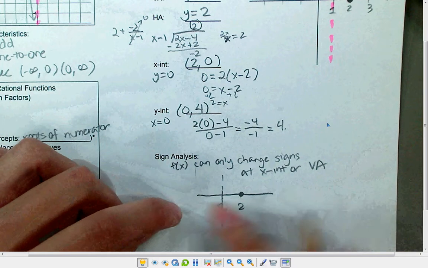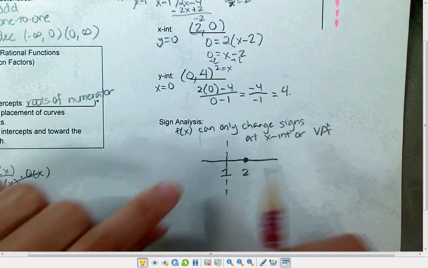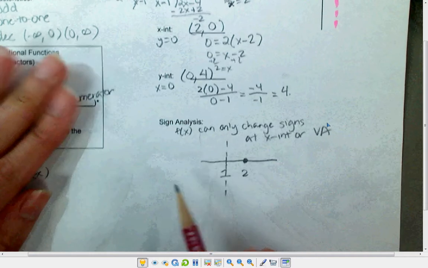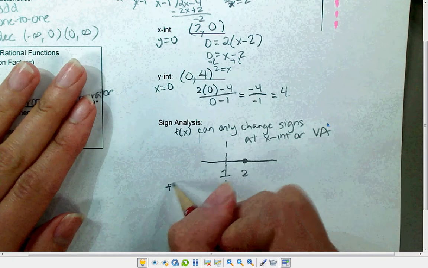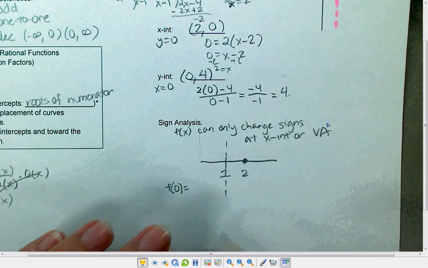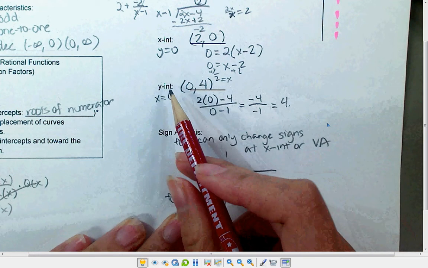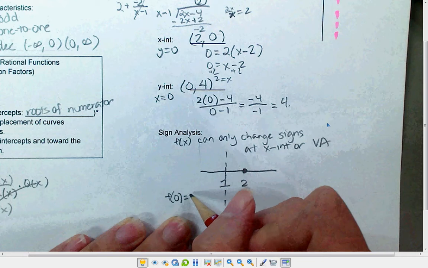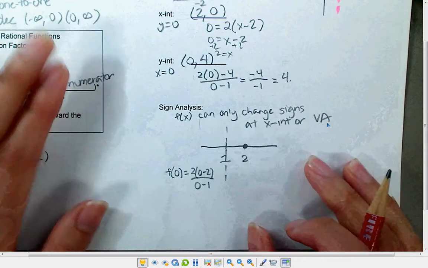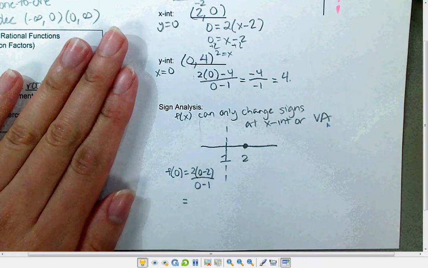So I have all my x-intercepts and vertical asymptotes. What I want to figure out is if it's positive or negative in each of these sections. So I'm going to start off to the left of 1. So I'm going to pick any number to the left of 1. So let's say 0. What I want to do is plug in 0 into my function and see if I get a positive or negative number. We actually already plugged in 0 for this y-intercept, but I'm going to do it again. So 2 times, this time I'm going to plug it into the factored form, because this is going to be easier for me to see. I don't actually care what the number is. All I care about is whether it's positive or negative.